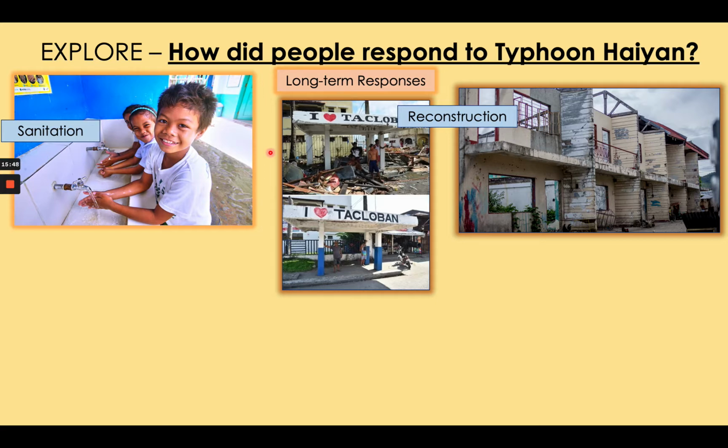This is an expensive process and it was partly funded by countries from around the world which gave money to the Philippines to ensure that Build Back Better could happen. Additionally, this process takes a long time. Constructing strong buildings is not an immediate process.